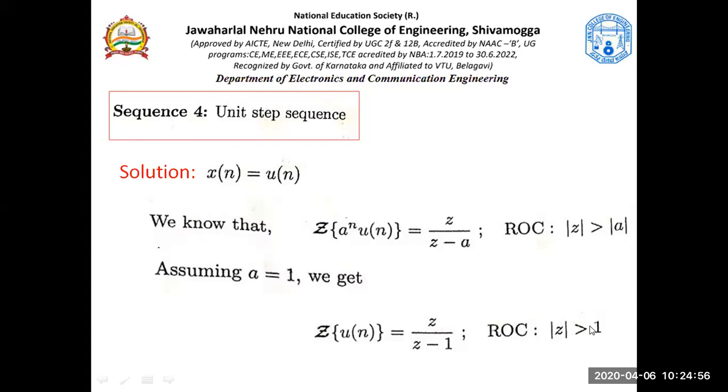So how did we find the Z transform of unit step sequence? We found out the Z transform of unit step sequence from the Z transform of positive time exponential. Is that okay with you? Okay, then let's go with the next sequence.